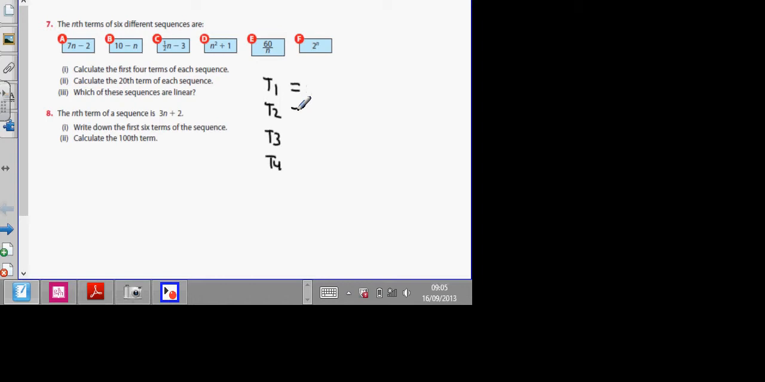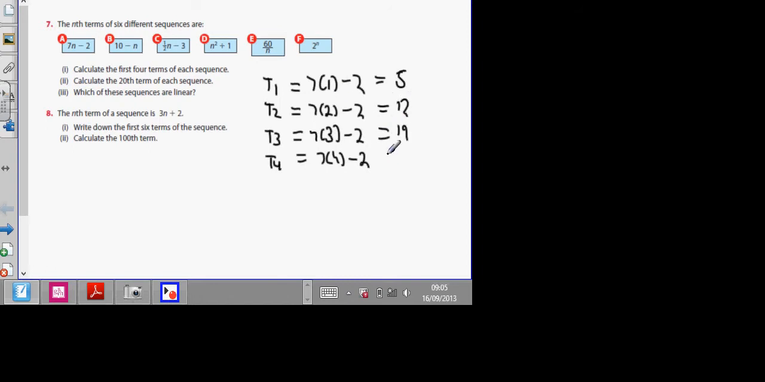Okay, so the first sequence is going to be 7 times 1 minus 2. The next one's going to be 7 times 2 minus 2. Next one's going to be 7 times 3 minus 2. And 7 times 4 minus 2. The first one is going to be 5. The next one's going to be 12. The one after that's going to be 19. And the one after that should be 26. Okay, that's the first one done.